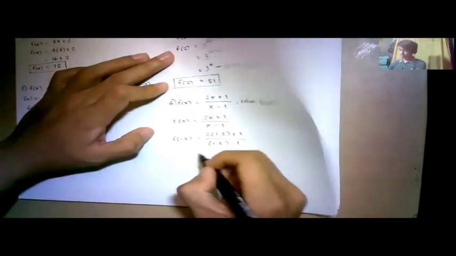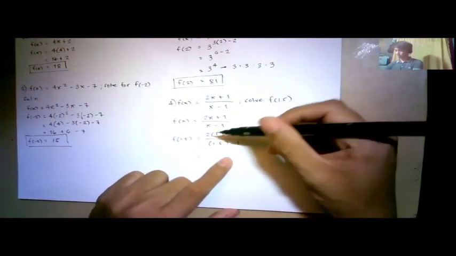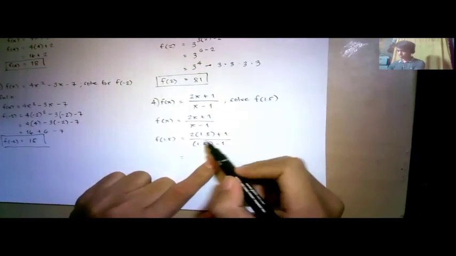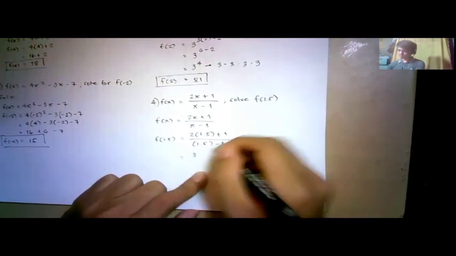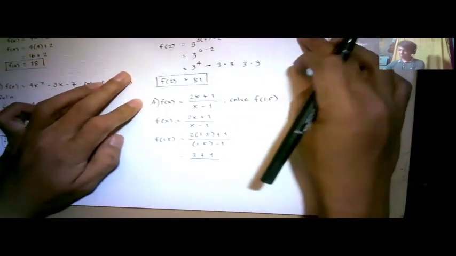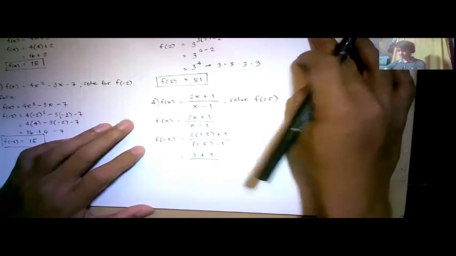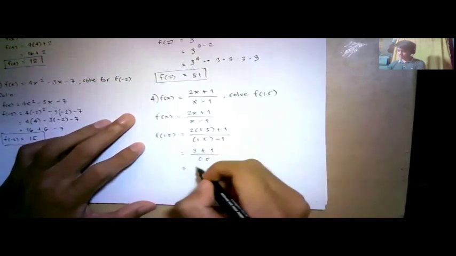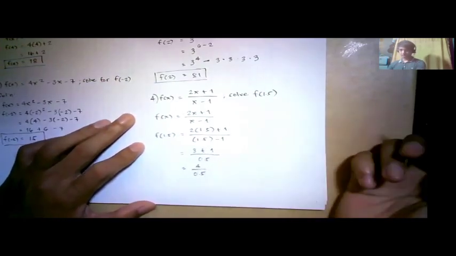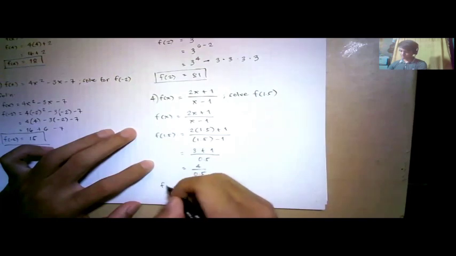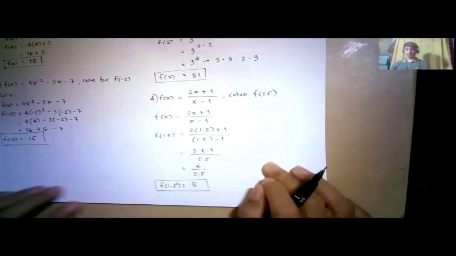And then we need to multiply first 2 and 1.5 and then add 1. So 2 times 1.5 will give you 3 plus 1, all over 1.5 minus 1 which will give you 0.5. Then evaluate 3 plus 1 is 4 over 0.5. And then 4 divided by 0.5 will give you 8. So f of 1.5 is 8.